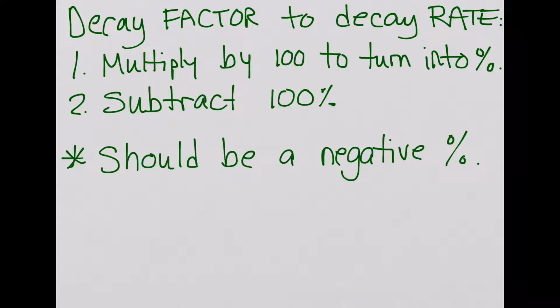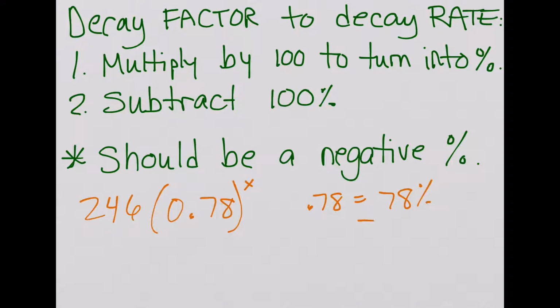So now let's look at one that's going to end up being decay. So we'll start off the same way, 246 times 0.78 to the x power. First thing I notice is that the factor is less than 1, so I should be thinking this is decay. But it's the same process that we went through before. 0.78 is the same as 78%. And then if I was going to subtract 100% from that, now you have to think of it as kind of like 100% minus 78%, or just type it on your calculator, and you're going to get negative 22%.